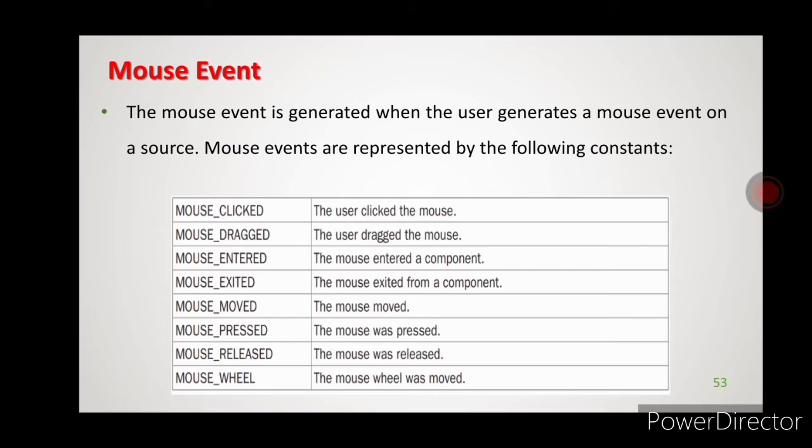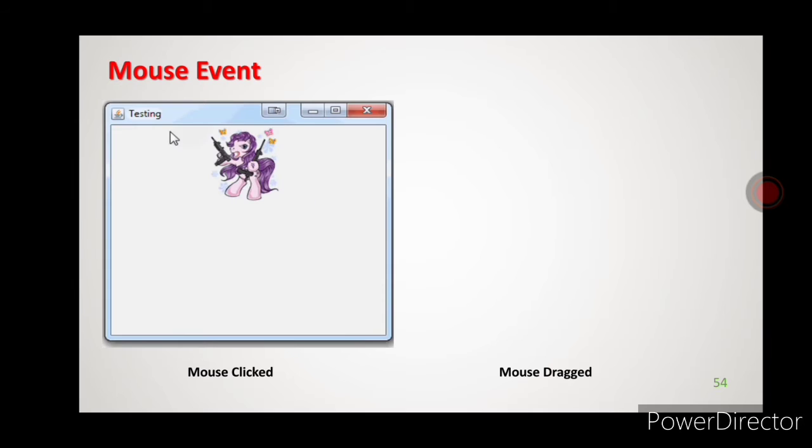See, you will get an idea from some examples. See here, when the mouse is clicking, the image moves to that position. This is nothing but a mouse clicking. You can observe the cursor: the user is clicking the mouse, and wherever he clicks, the image will move.